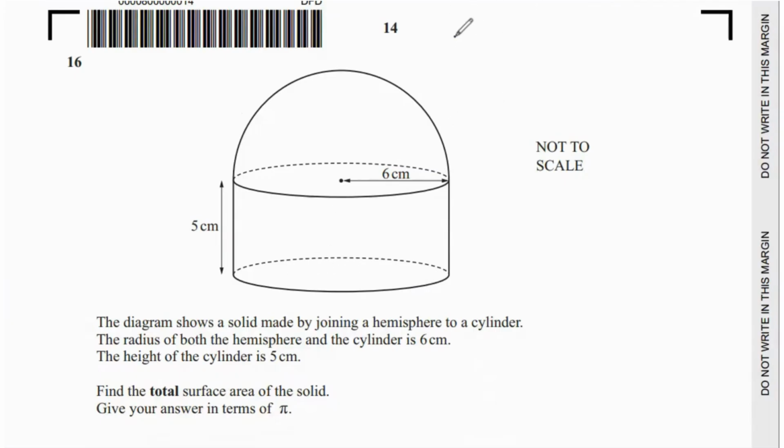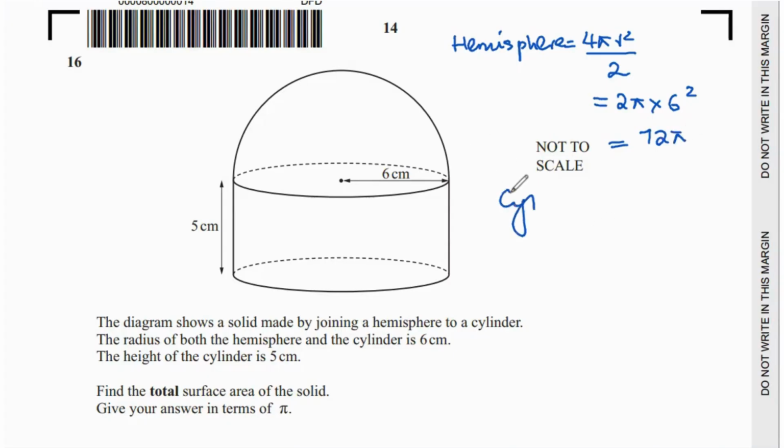So for the hemisphere, we divide 4 pi r square by 2. Because 4 pi r square is for the surface area of a sphere. For half of it is going to be 2 pi r square now. So 2 pi times 6 square, 36 times 2, that's going to be 72 pi.